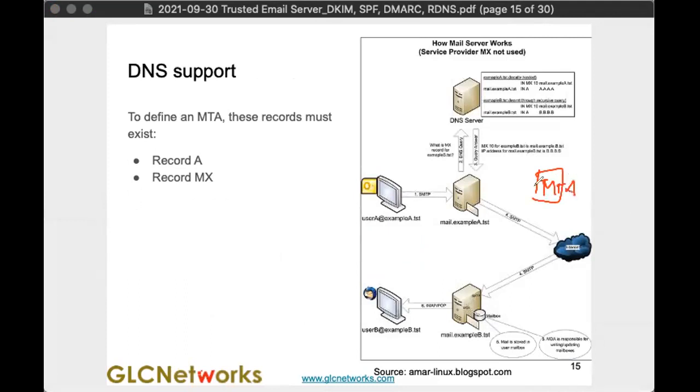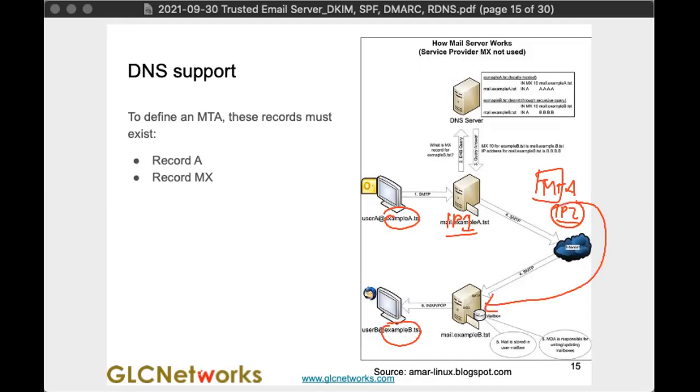Okay, this is the MTA. This is IP number 1. This is IP number 2. They're coming from example A.com, and the target is example B.com. So there is a possibility that this is the MTA sending to example B, but from this IP address.